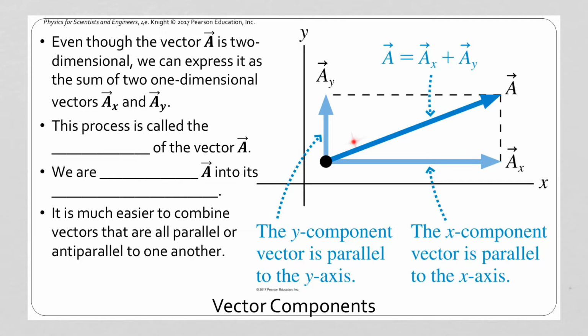For any arbitrary vector A that we assume is in two dimensions in the xy plane, we can express this one vector instead as the sum of two vectors, ax and ay, where ax is purely in the x direction and ay is purely in the y direction. We call this process the decomposition of vector A. We are decomposing this vector into its vector components.